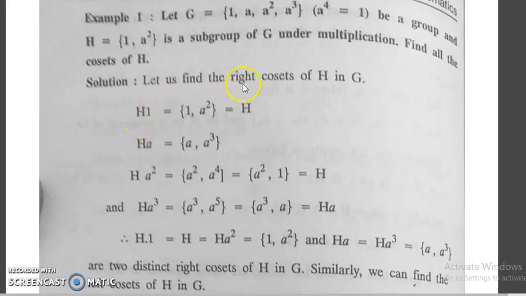Let us find the right cosets. Right coset means you have to take the elements of G on the right side. H times what? The elements of G: 1, a, a², a³. So H·1, H·a, H·a², H·a³. These are the right cosets of H. So now what is H·1?